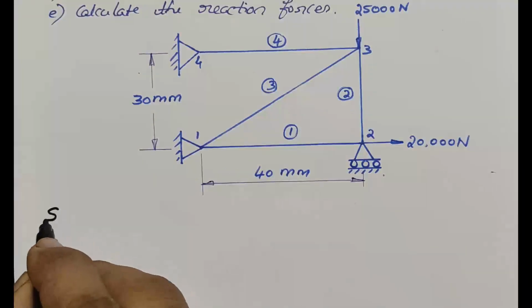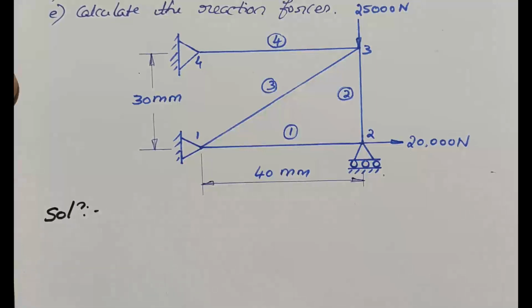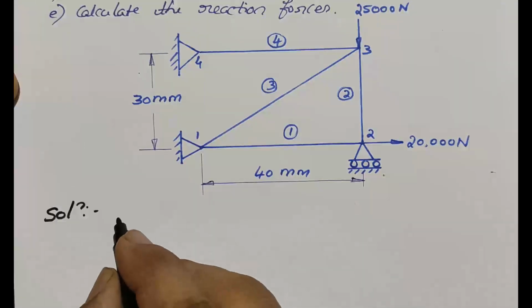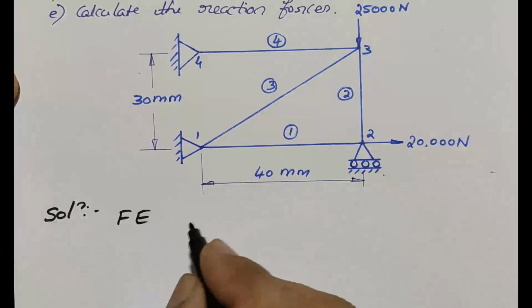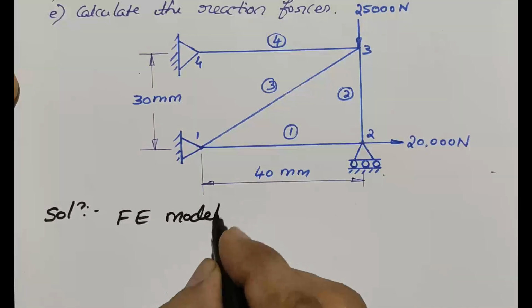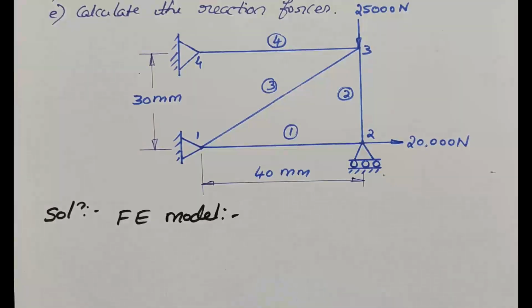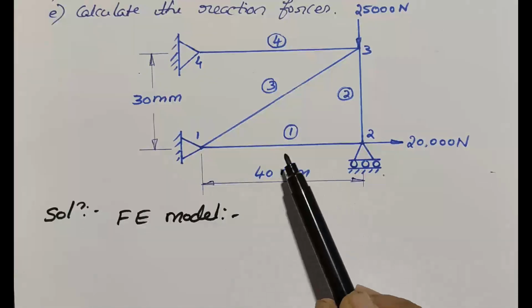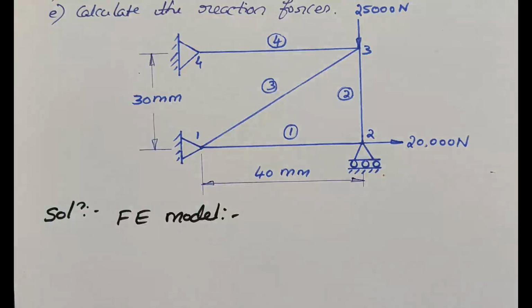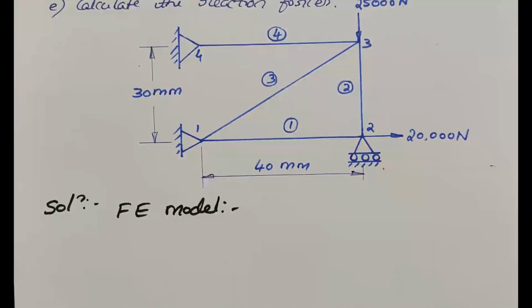Solution. We know the first step, that is the finite element model, FE model. See here, this truss system consists of 4 bars. Therefore, for the FE model you have to use 4 elements. So I will draw the finite element model for the given problem.